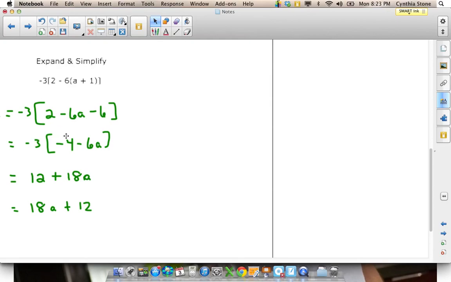Now I distribute the minus 3 through. So it works out to minus 3 times minus 4 is positive 12. And minus 3 times minus 6a is positive 18a. And then just because we usually do write things with the variable first, I just switched it. So remember, those are the exact same statement, just written in the opposite order. This isn't that big a deal, but it's a communication thing. Okay? All right. This is a long one.